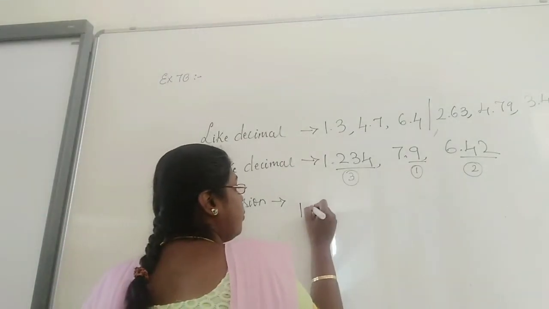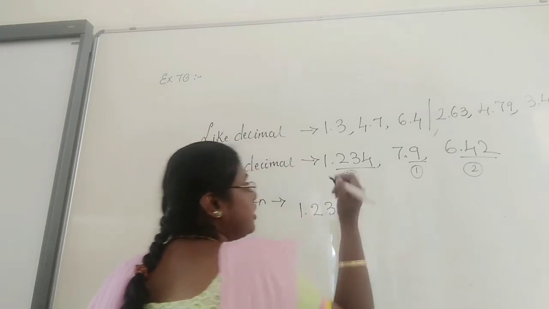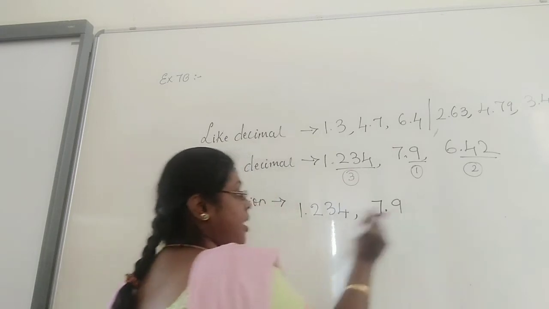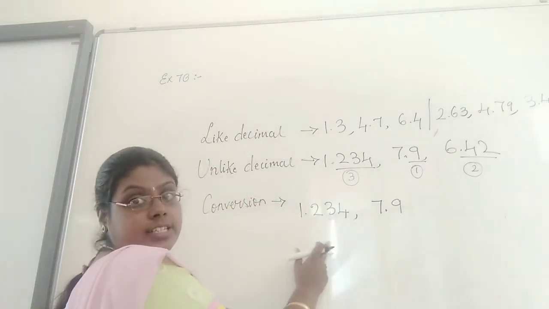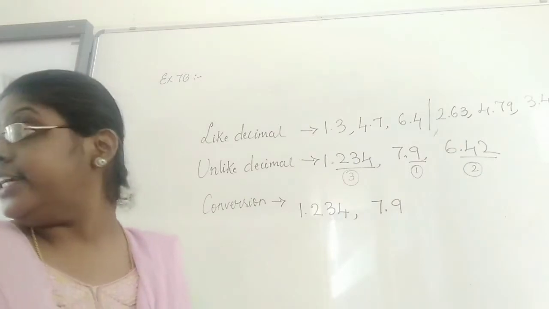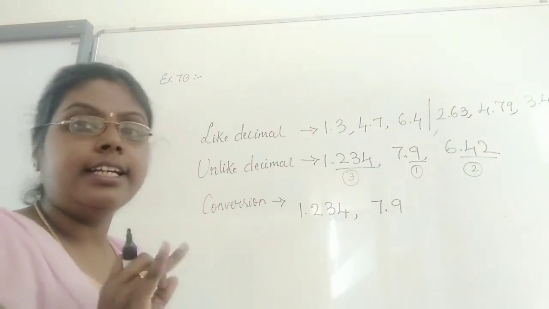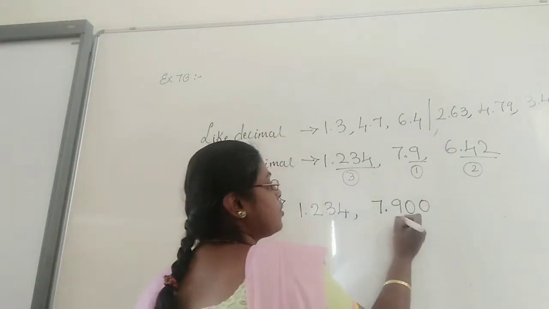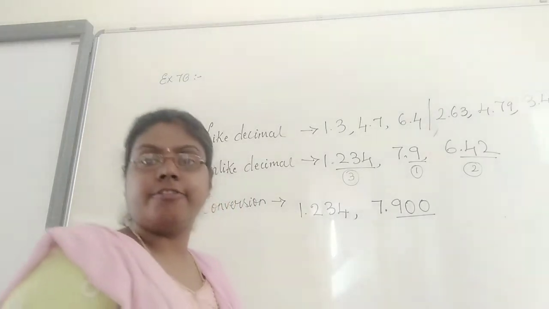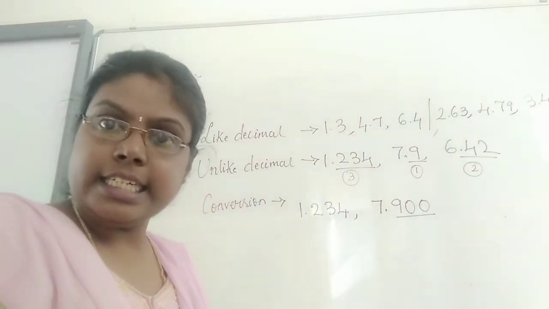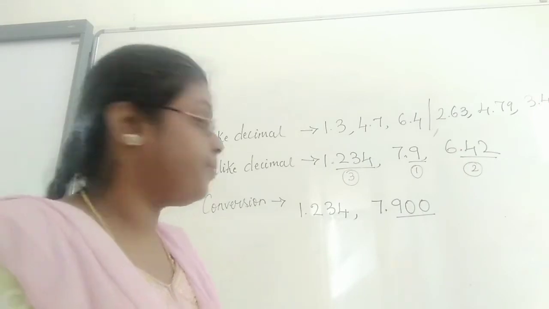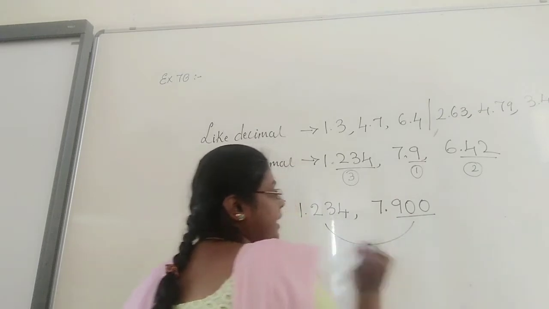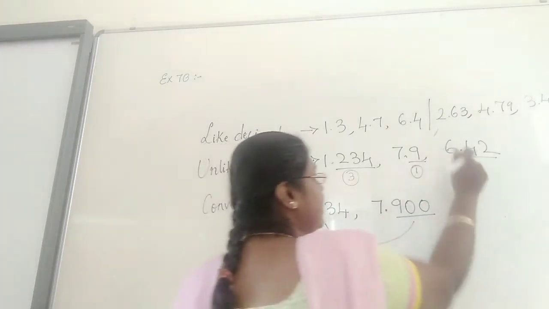So let me write down 1.234. Now the second number is 7.9. After the point I have 1 digit, but I need 3 digits. So what I have to do is introduce 2 zeros to make it 3 digits after the point. So 7.900. Now these both became like decimals. Understood?